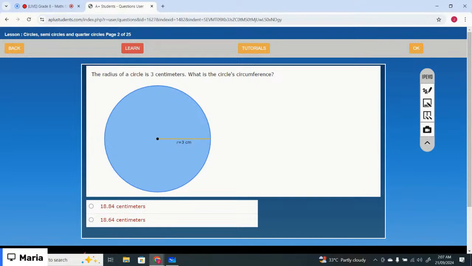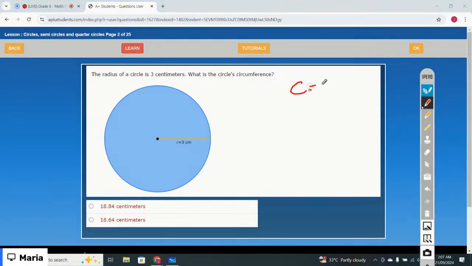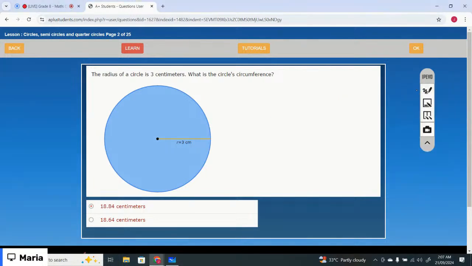The radius of the circle is 3 centimeters. What is the circle's circumference? The circumference of the circle is C equals 2 pi r. Pi is 3.14 and r is 3. You are given the radius 3 centimeters, right? Let's multiply them, that is 2 times 3 times 3.14, that is 18.84 centimeters. Option number 1 is the correct option.